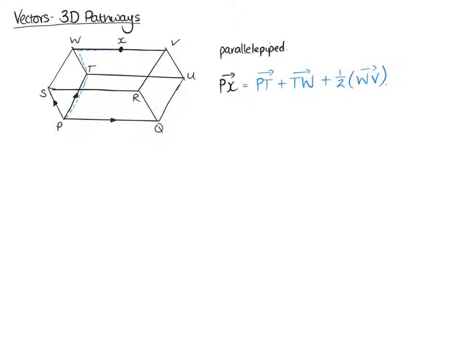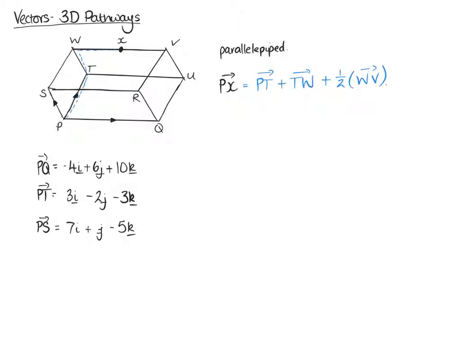Okay? So now if we get some kind of sizes for these vectors, so if we have that PQ is equal to -4i plus 6j plus 10k, okay, so we can get these in unit vector form. P to T, we're going to say that one is 3i minus 2j minus 3k, and P to S is equal to 7i plus j minus 5k. Okay? So we can go from there.